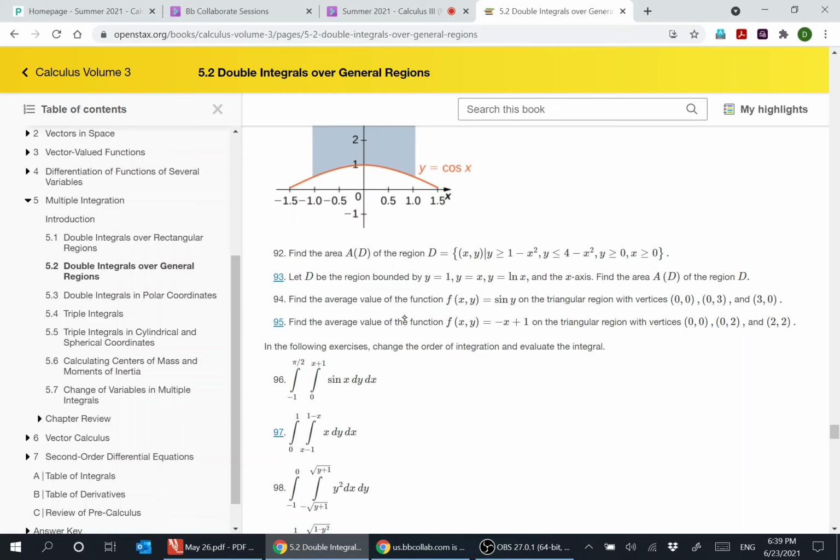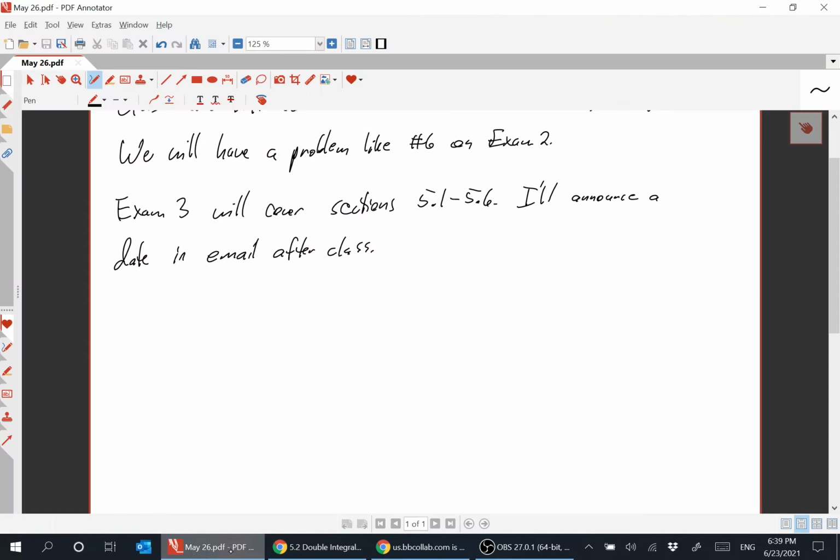And the question asks, find the average value of a function on a certain region. So let's talk a little bit about the average value of a function and what that means, and see how integration helps us take care of that. So let's review that quickly. So average value of a function.